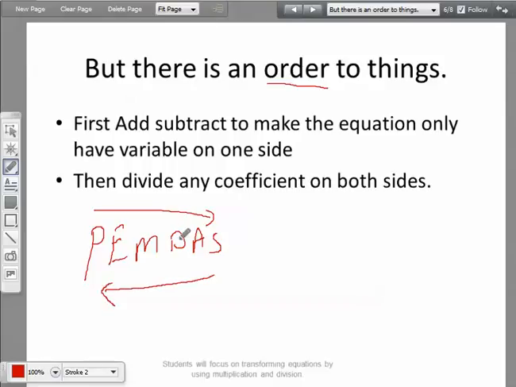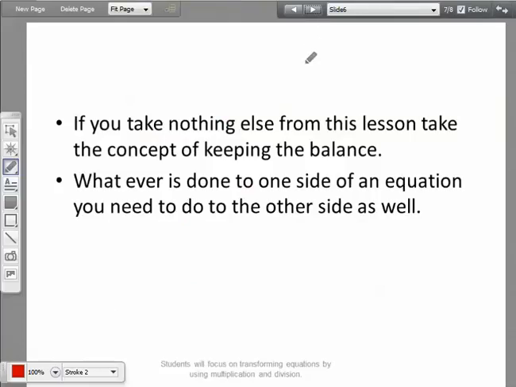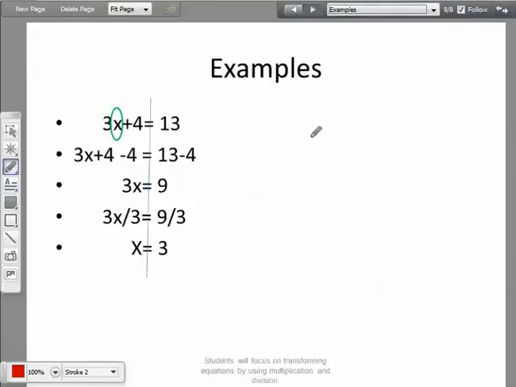So the first thing we're going to do is add or subtract to make the equation have just a variable on one side. And then we can multiply and divide. And that's how we'll be able to solve these problems. We're going to take the coefficient in front of things. Remember, if you take nothing else away from my lessons here, these first few that I'm doing, keep things balanced. If you do it to one side, do the same thing to the other side. That's where you'll keep things balanced.